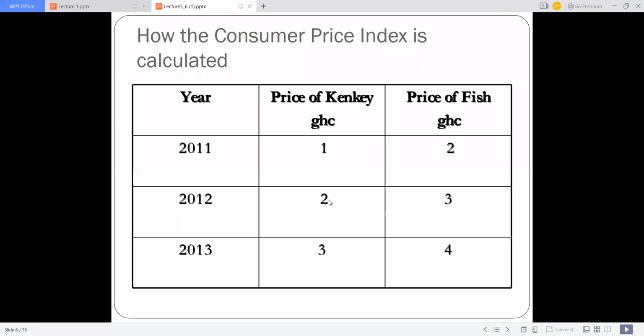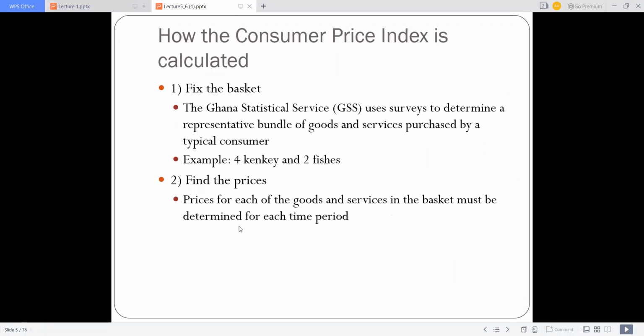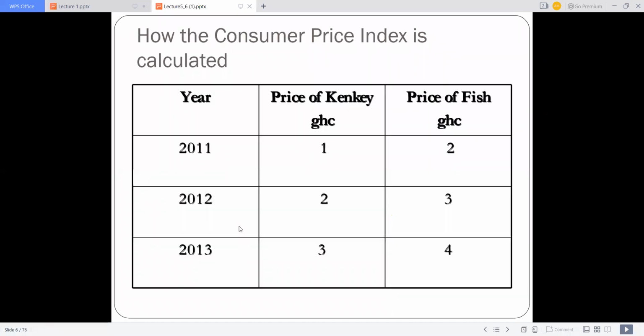2012, the price of Kenke, 2 cedis. Price of fish, 3 cedis. Price of fish in 2013, 4 cedis. Price of Kenke in 2013 is 3 cedis. So please, are you okay? Are you aligned with the prices of both Kenke and fishes? Yes. If you understand it very well and know the quantities, we are saying 4 Kenke and 2 fishes. Okay.